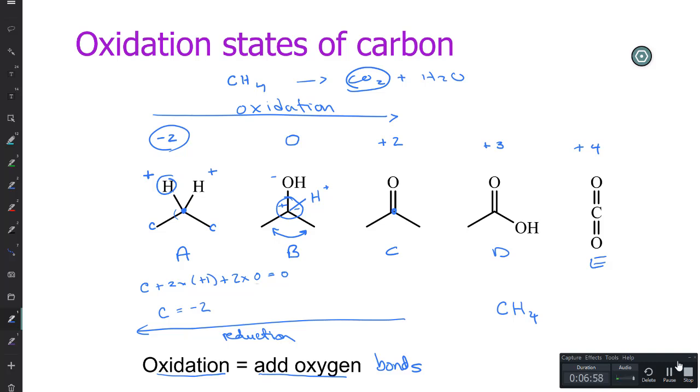So how did I get plus 3? I have 3 bonds to oxygen. Each one removes 1 electron or contributes plus 1 to that carbon. So that's why I get plus 3. And then for E, I have plus 4. I don't have a neutral carbon like I do on D. So I have carbon bonded to 2 oxygens, so that's plus 4.